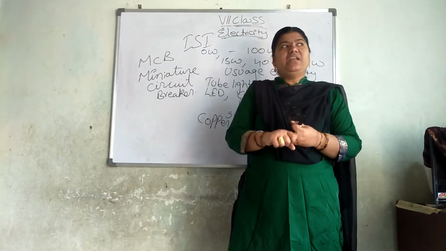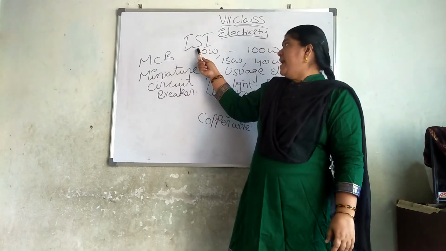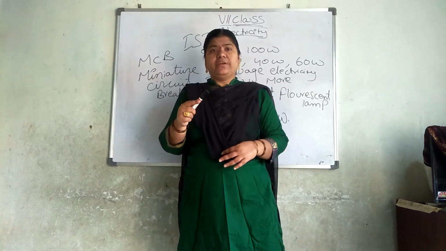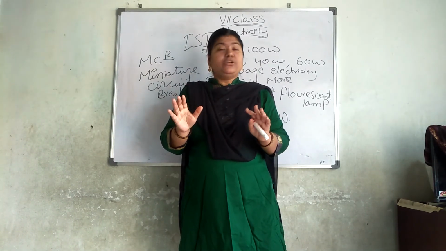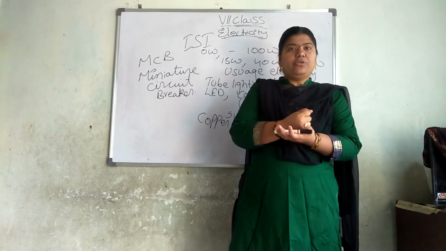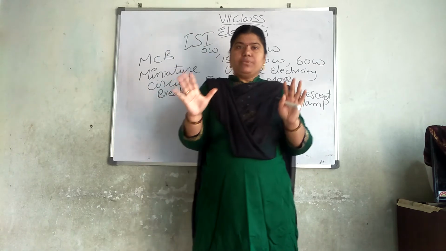So please, when you are buying electrical appliances, check the ISI mark. The government symbol will be present on it. Duplicate items do not have the ISI mark; the stamp will not be there. So you have to check whether it is from the government or not.